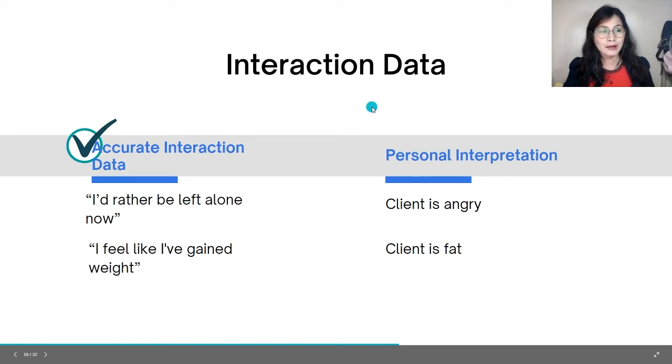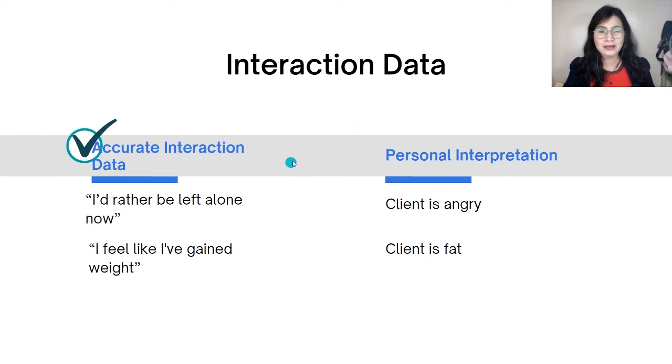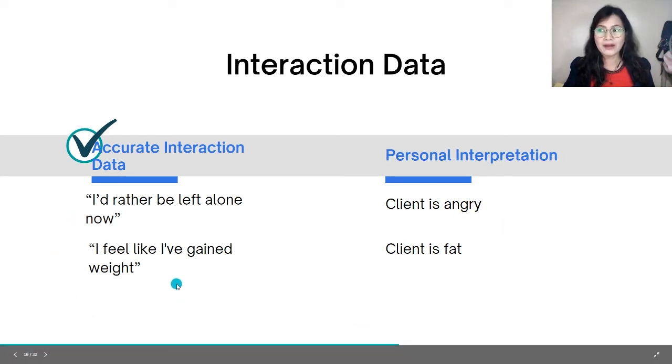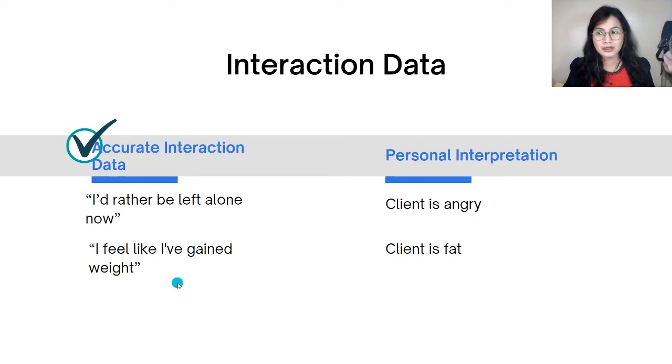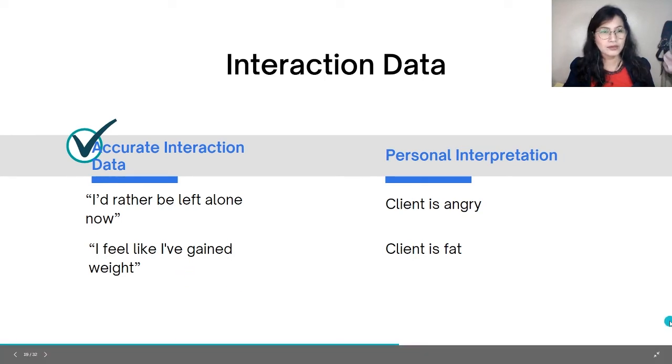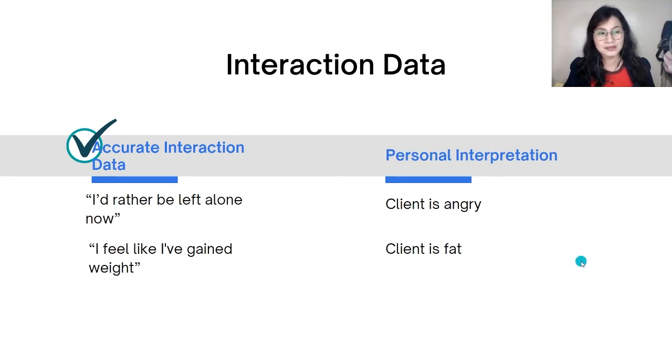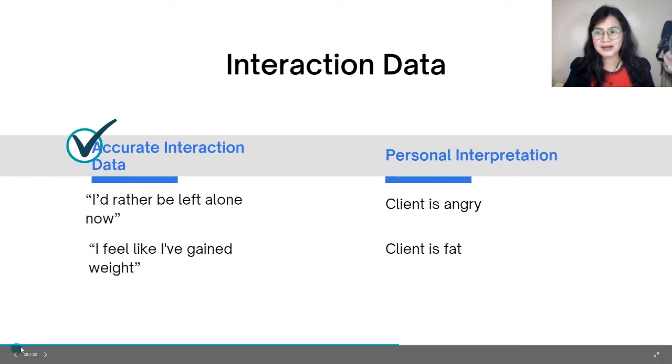Let's have here a comparison of accurate interaction data versus the nurse's personal interpretation of the data. For accurate interaction data, we have, quote-unquote, the client said, "I'd rather be left alone now." For personal interpretation, it's noted as client is angry. Another one for accurate interaction with direct quotation, quote-unquote, "I feel like I've gained weight." And for the personal interpretation, as you can see, it says here, client is fat. So see the difference?